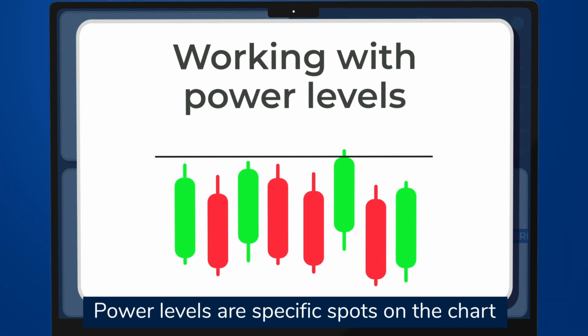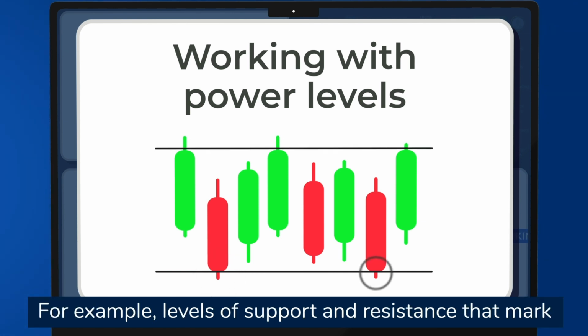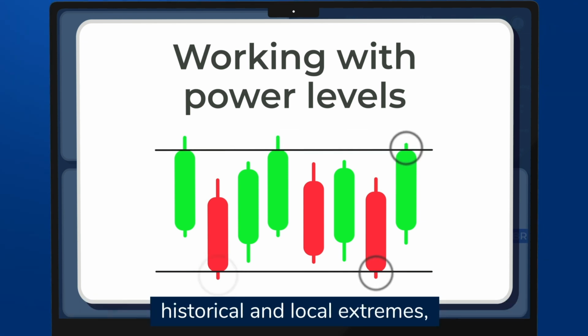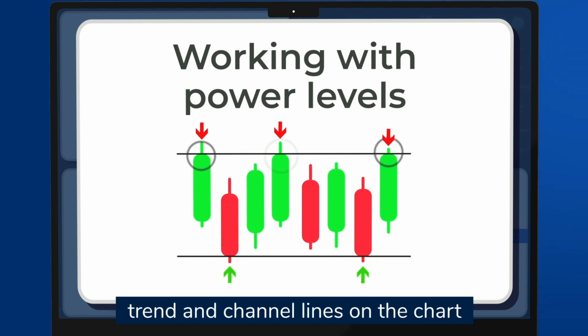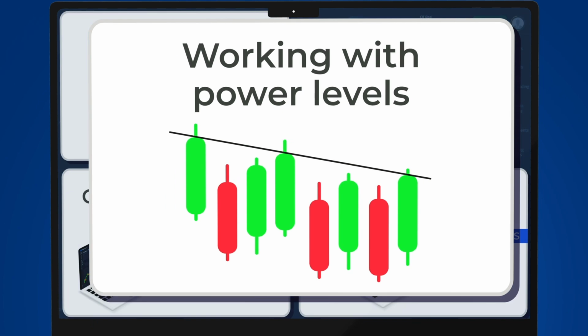Power levels are specific spots on the chart where the price may stop moving and reverse. For example, levels of support and resistance that mark historical and local extremes, trend and channel lines on the chart. There are two types of trading strategies using power levels: breakout and rebound.